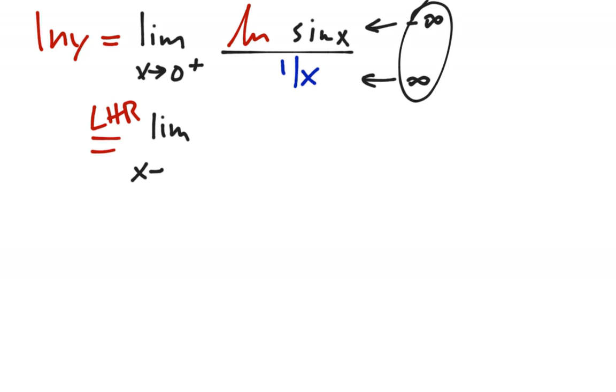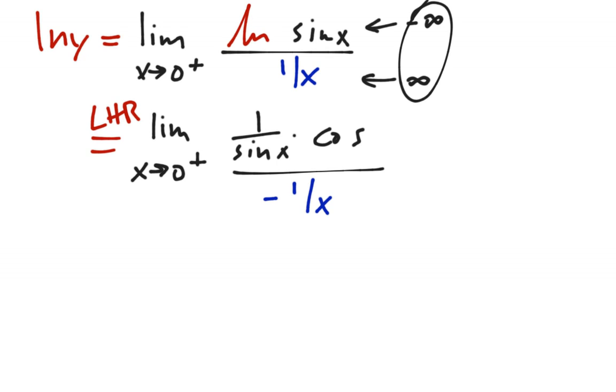So we're going to do the limit as x approaches 0 from the right, taking the derivative of natural log of sine. The derivative of natural log of stuff is 1 over stuff, and then chain rule, cosine. And then the bottom, the derivative of 1 over x is negative 1 over x squared. Let's clean this up by simplifying. I still have the limit as x approaches 0 from the plus side. Cosine divided by sine is cotangent x, and on the bottom I still have negative 1 over x squared.